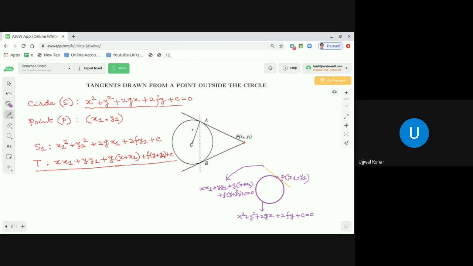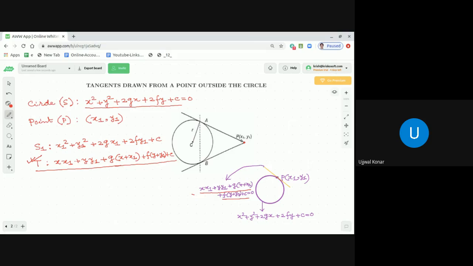So we are taking only the expression. And what is that expression? That expression is x x1 plus y y1 plus g into (x plus x1) plus f into (y plus y1) plus c, and that expression we have taken here as T. I repeat, dear students, concentrate completely here: the point P, x1, y1 is actually outside. So it doesn't make sense to find the equation of the tangent to the circle at the point x1, y1, which is on the circle.